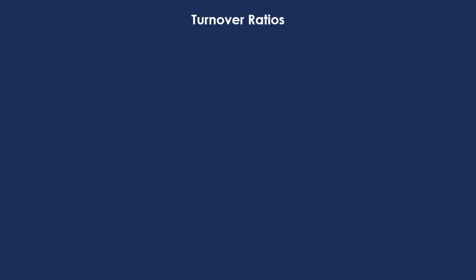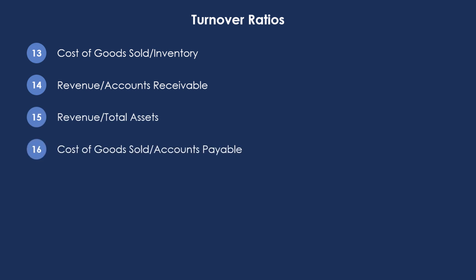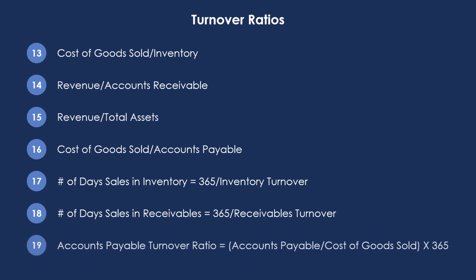They are cost of goods sold divided by inventory, revenue divided by accounts receivable, revenue divided by total assets, cost of goods sold divided by accounts payable, number of days sales in inventory, number of days sales in accounts receivable, and finally, accounts payable turnover ratio.